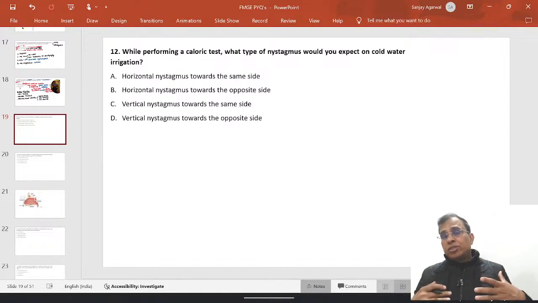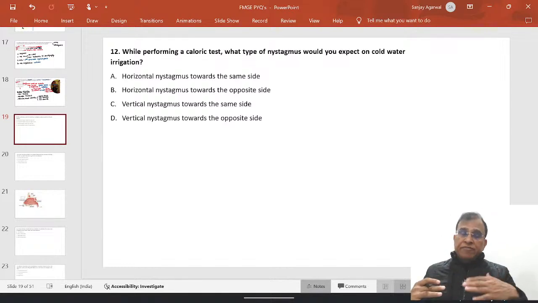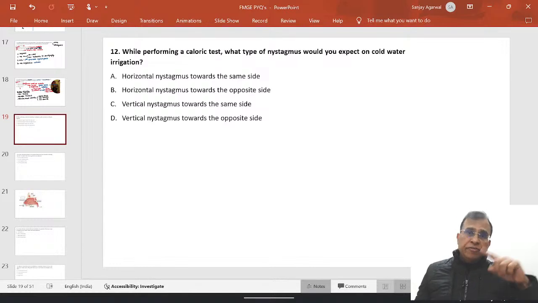And there's another question from the same topic, caloric test, in a different exam, in a different year. So what it's telling you is caloric test is an important test for you. You have to know caloric test nicely. Now, caloric test nystagmus is not an easy topic. It's a very complex and difficult topic. But fortunately, in your exam, they don't ask you very difficult questions.